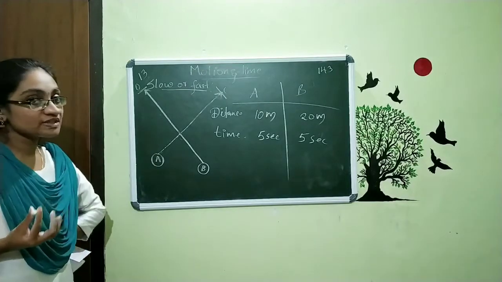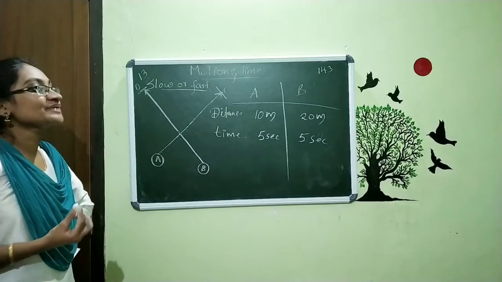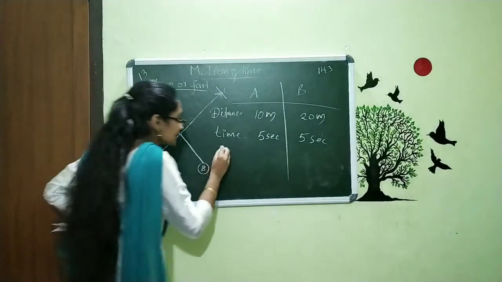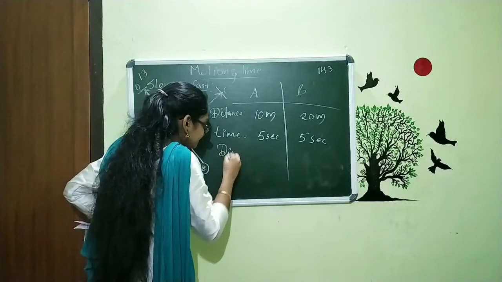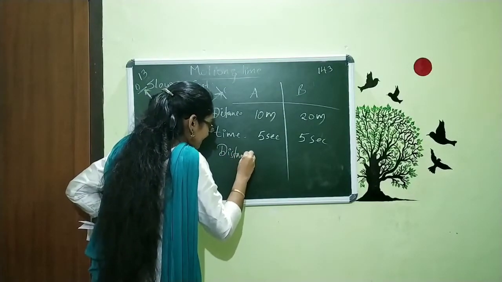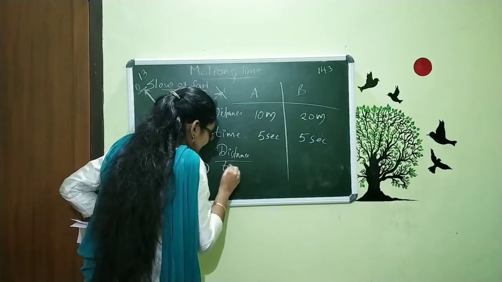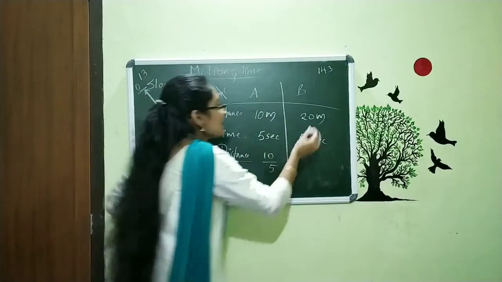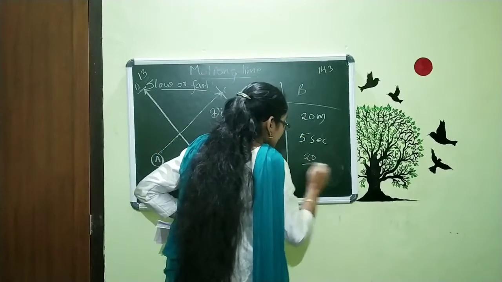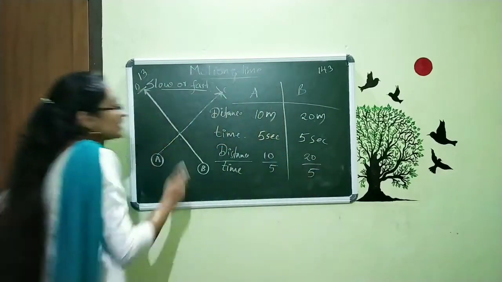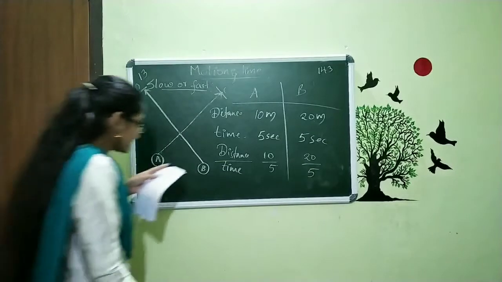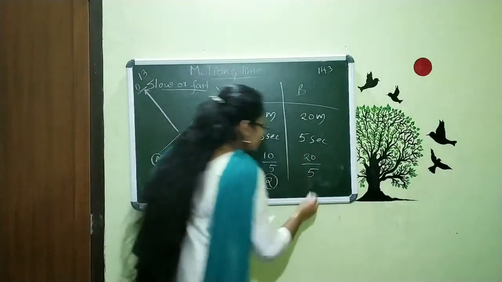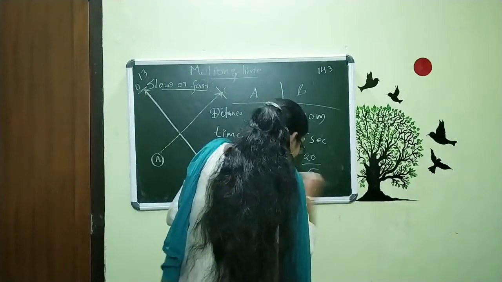Now, we want to do the simple thing. I am going to divide this distance by time. That means, distance divided by time. In this case, 10 by 5. And in the case 20 by 5. So, in the A you get the answer as 2. And in this case you get the answer as 4.